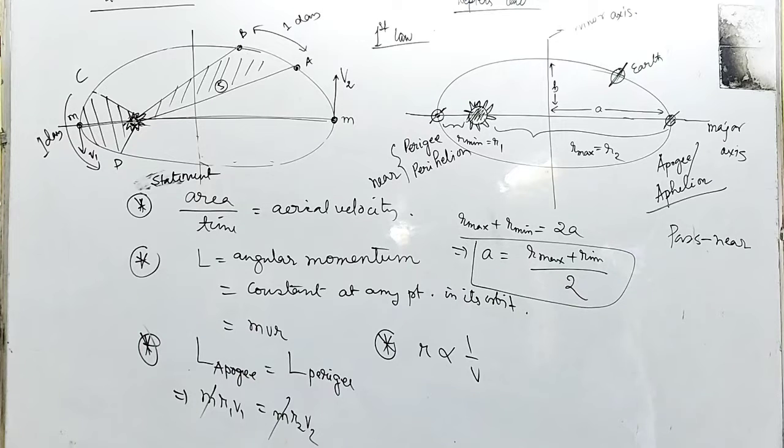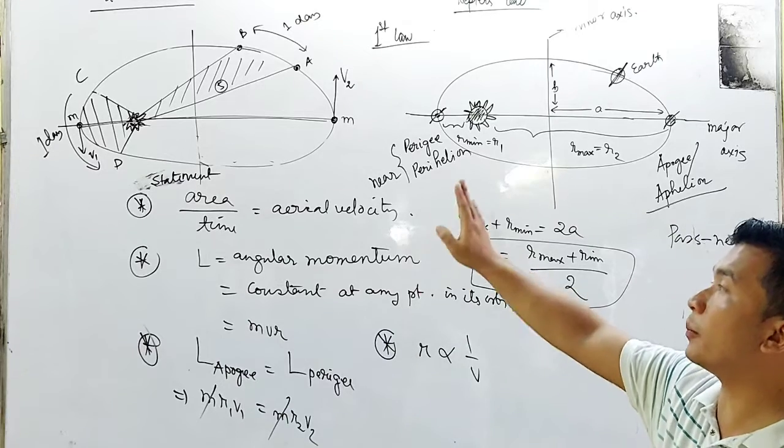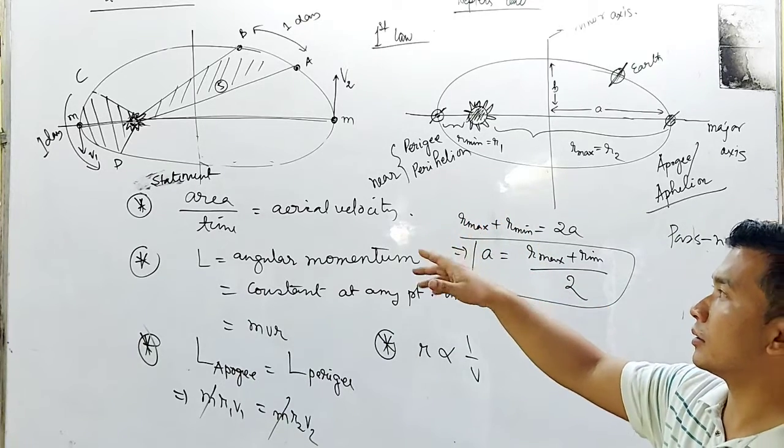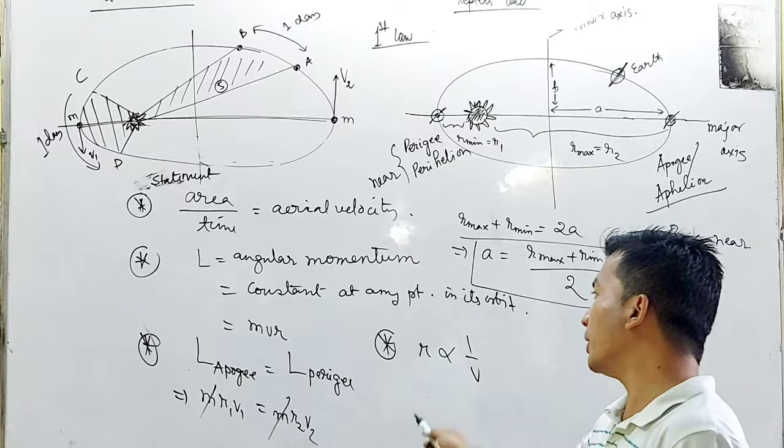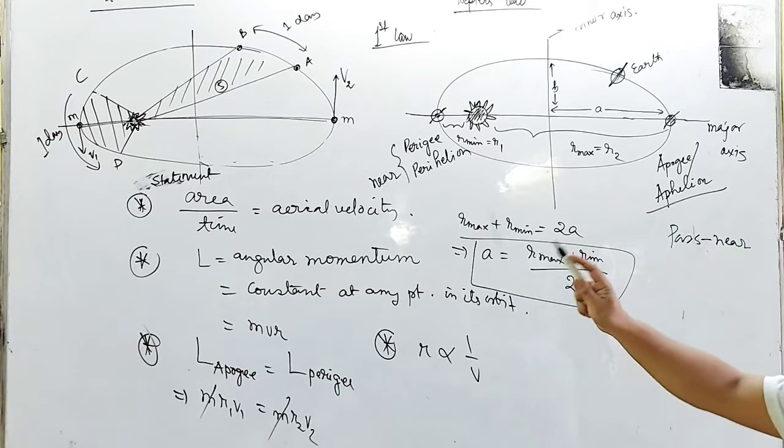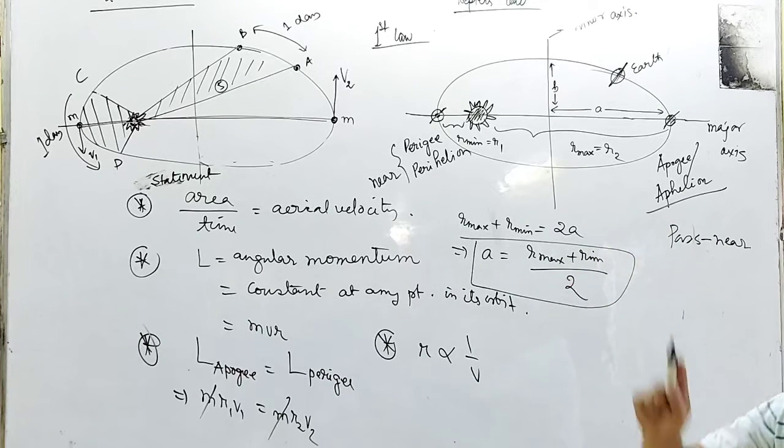The third point is that angular momentum conservation will be valid for every point at any location. Here we develop a relation between the distance and the velocity. Velocity will be maximum when it is nearest to the sun and it will be slowest when it is farthest and the longest with respect to the sun.